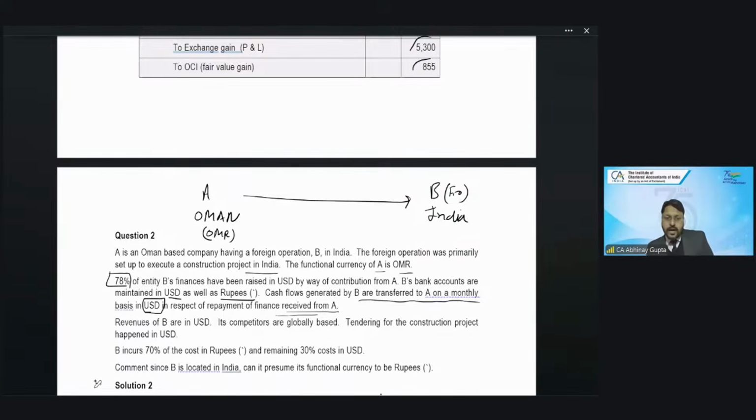Revenues of B are in USD. So B earns revenue in USD. That means they invoice their customers in USD. Its competitors are globally based. Tendering for the construction project happens in the USD, and the tenders which B participates in are all done in US dollar. B incurs 70% of the total cost of business in rupees and the remaining 30% cost in USD. Since B is located in India, can it assume the functional currency to be rupees? What do you think?